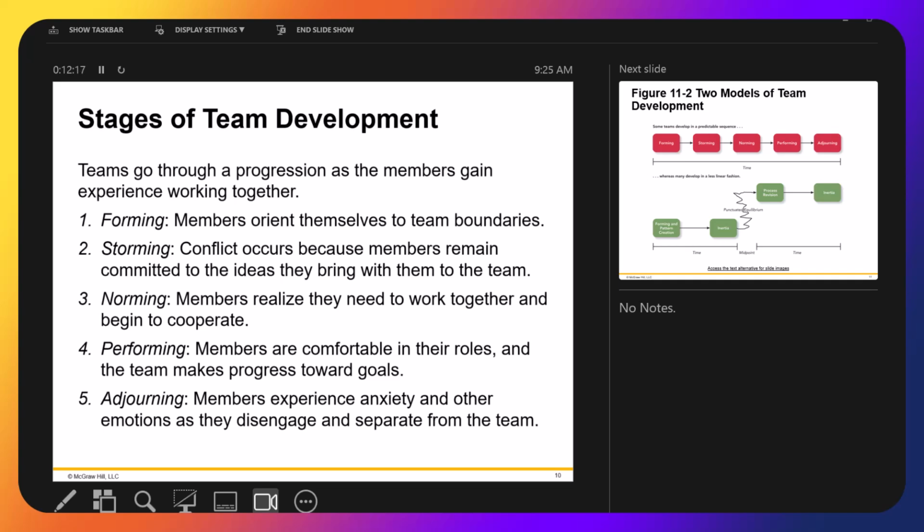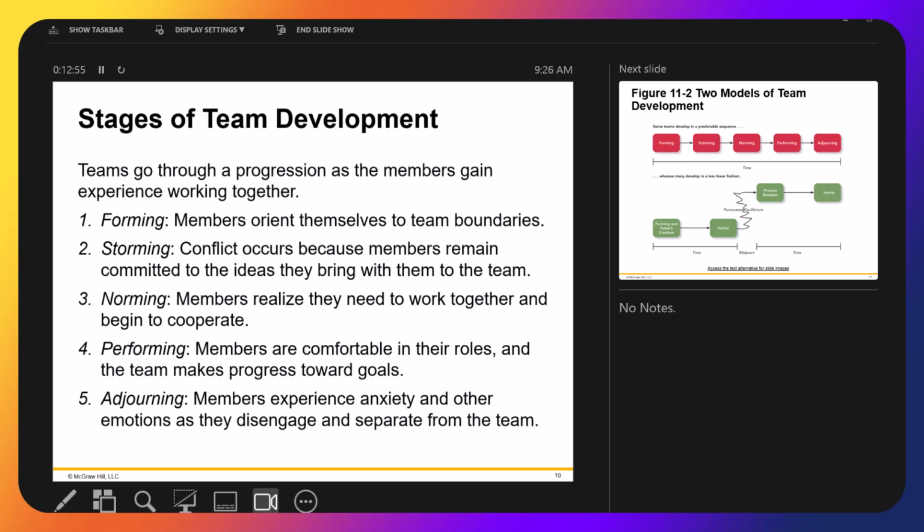Storming. Conflict occurs because members remain committed to ideas they bring with them to the team. Okay, we're still human. So when we come to a team, a lot of times we bring baggage with us: how we used to do things and how we used to think. Well, guess what? You may be assigned to work on something that's not familiar to you. So what I'm saying is this: you can't solve new problems with old solutions. So you have to dismiss some of the things, let go of the old baggage, and clear your mind so that you can say, you know what, let's avoid conflict.